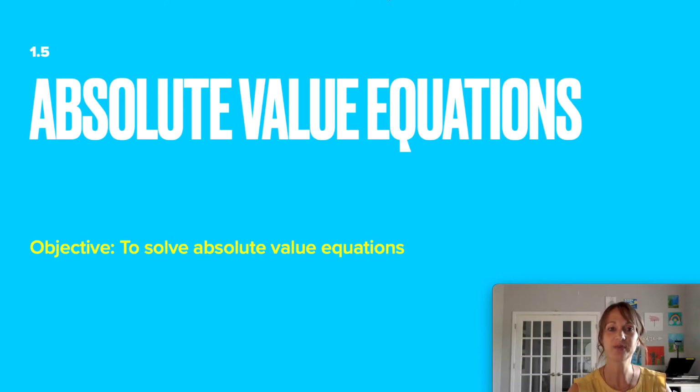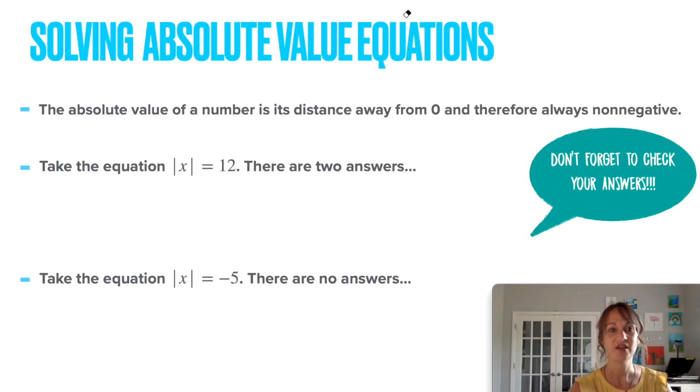In this video, we'll be discussing absolute value equations and how to solve them. So let's begin. The absolute value of a number, by definition, is its distance away from zero and therefore always non-negative. Now that is different from me saying that it's always positive. When I say it's always non-negative, it means it can include the number zero, which is neither positive nor negative.